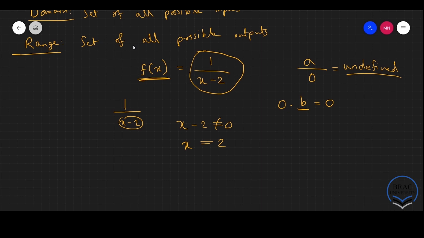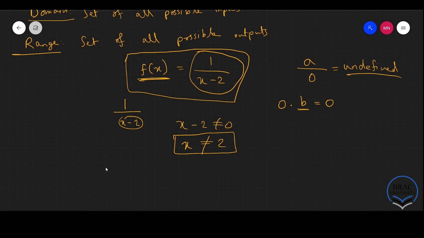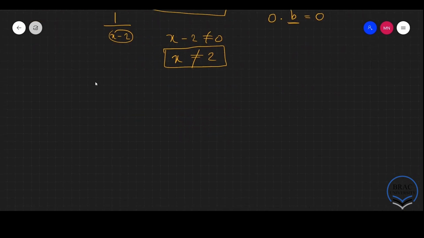That means that this is not a possible input that we can have. So we must exclude it from our domain, right? So x cannot be equal to 2. But if we take a look at this function, other than x is equal to 2, you can have any other value of x. Any other value of x is possible except for 2. So the domain for this function will be the set of all real numbers.